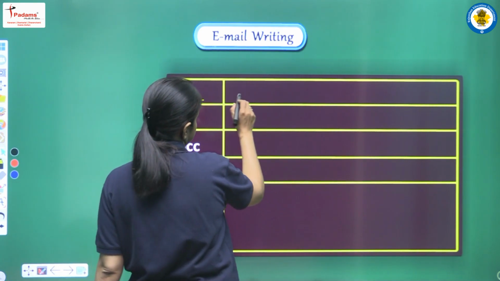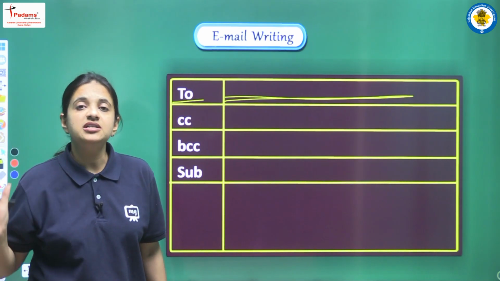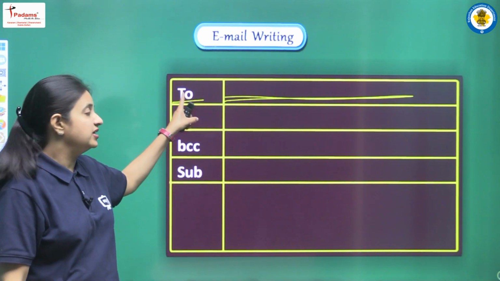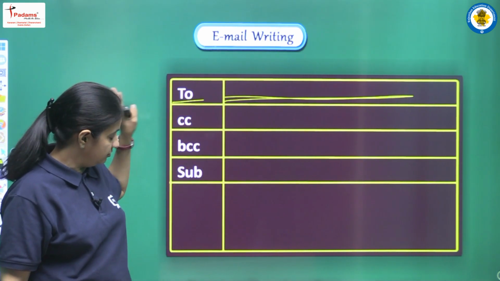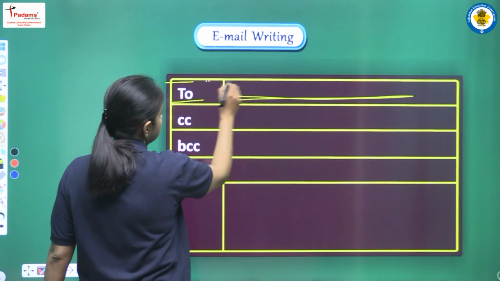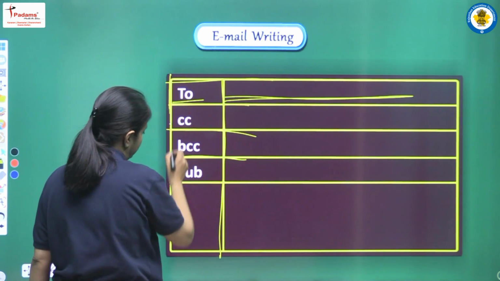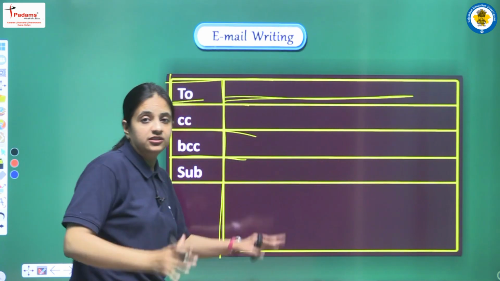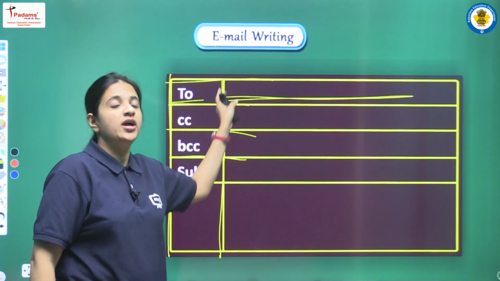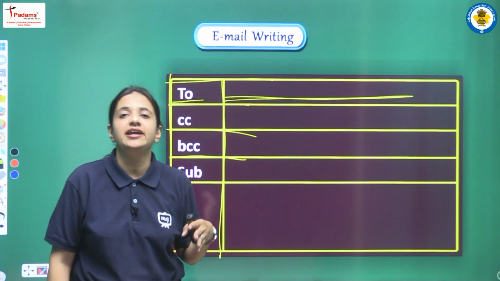Now here in this space we have to write the email address of the person whom we are writing this email. Clear? The first one is To and here, just look at this structure very carefully. You have to draw the same lines in this manner only. One line here, then there, here, and in this manner this same structure you have to draw. Then in the first column you have to write To and here you have to write the email address of the person whom you are writing the email.